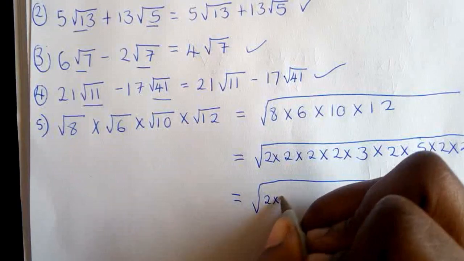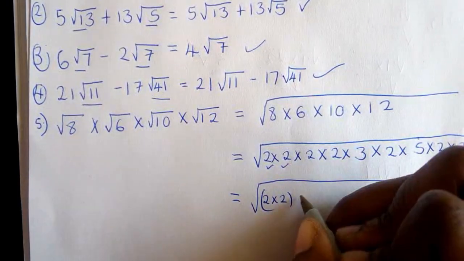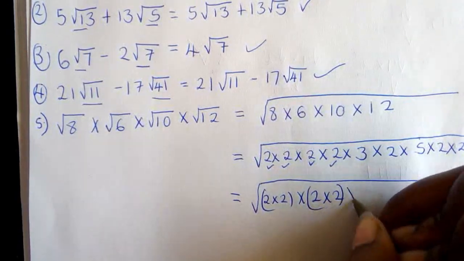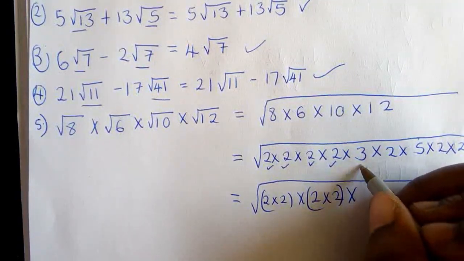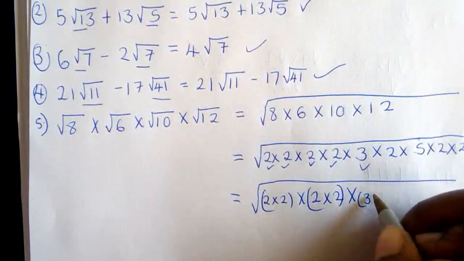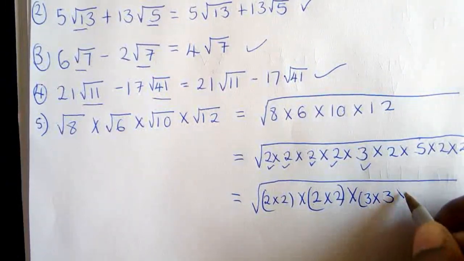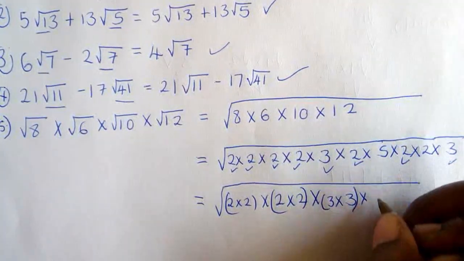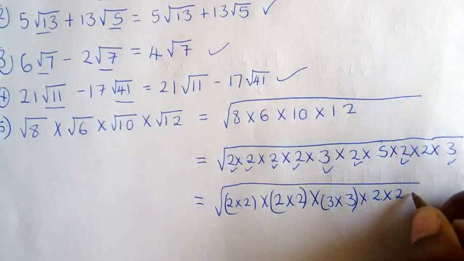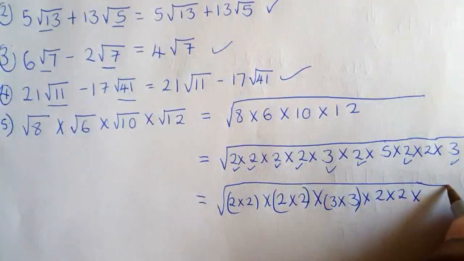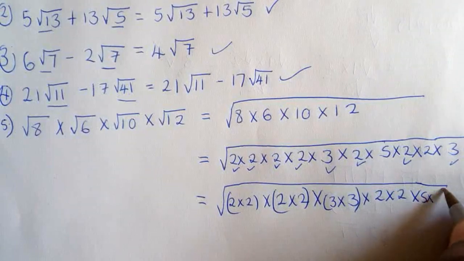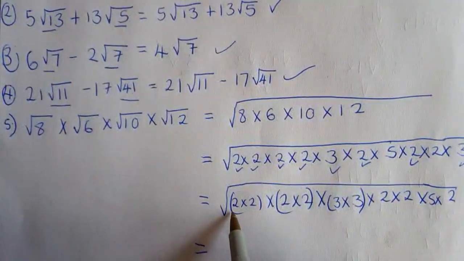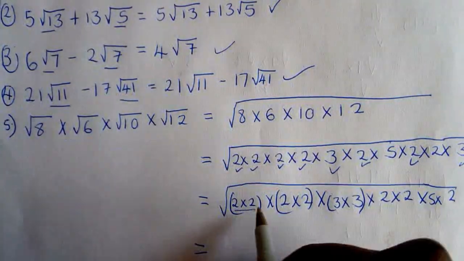2 times 2, these twos, times these twos. 2 times 2 times these threes. 3 times 3 times these twos. 2 times 2 times 5 times 2, like this.